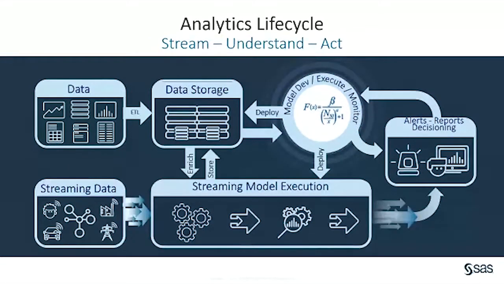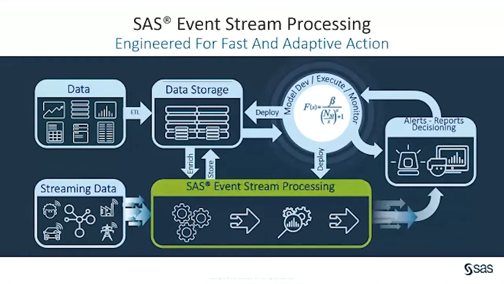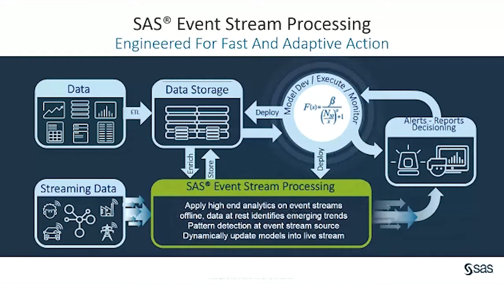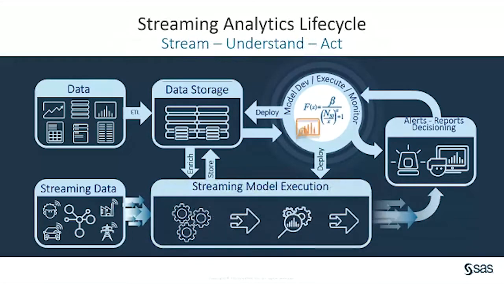By ingesting huge volumes of data and prepping the data into the format suitable for analytics, we perform analytics in real time and can now act just as the event has occurred. Here's where SAS event stream processing fits into this picture. We can apply high-end analytics on event streams offline. Data at rest can identify emerging trends, pattern detection at the event source, and then dynamically update the models in stream. And this is what this looks like.